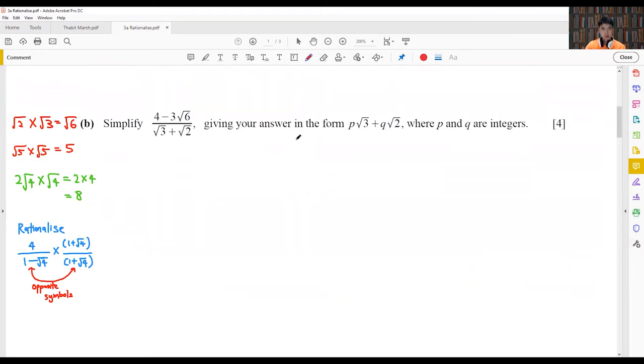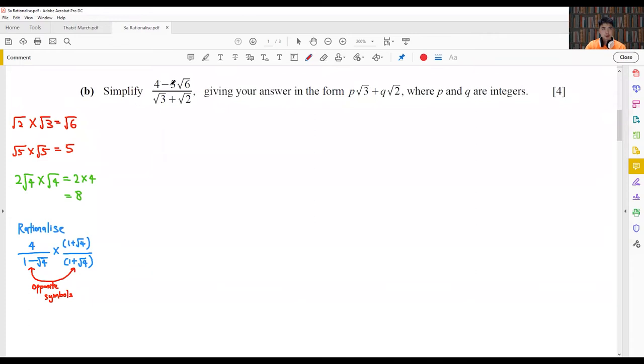Next question. Simplify 4 minus 3 surd 6 over surd 3 plus surd 2, giving your answer in the form of p surd 3 plus q surd 2. What I can straight away tell from this question is we're basically trying to rationalize the denominator. Why do we say that it's called rationalize? It's because surd numbers are irrational numbers. So in order for us to rationalize the denominator, it will no longer be a surd value.